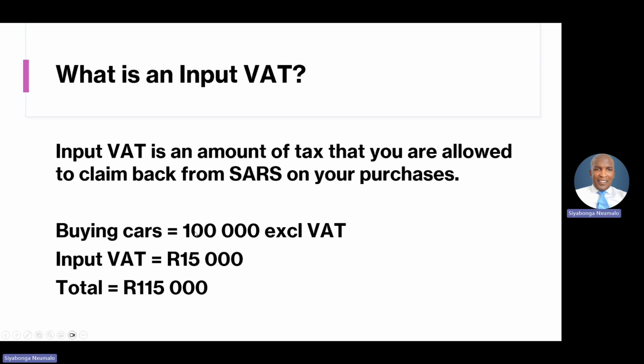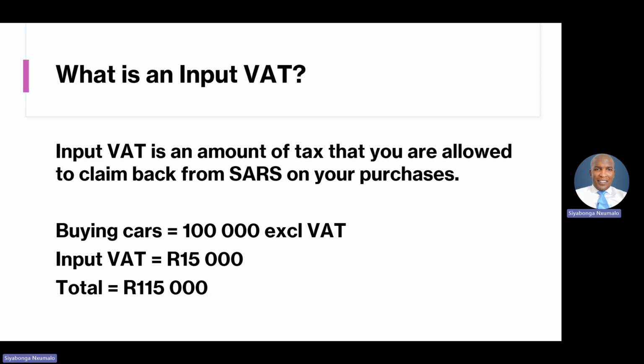Because when I go buy a car from that dealership, I'll buy it including VAT. So in other words, I'll buy it for the full 115,000, right? But of that amount, they will tell you that the VAT portion there is 15,000. Then it means 15,000, I can claim it back from SARS.